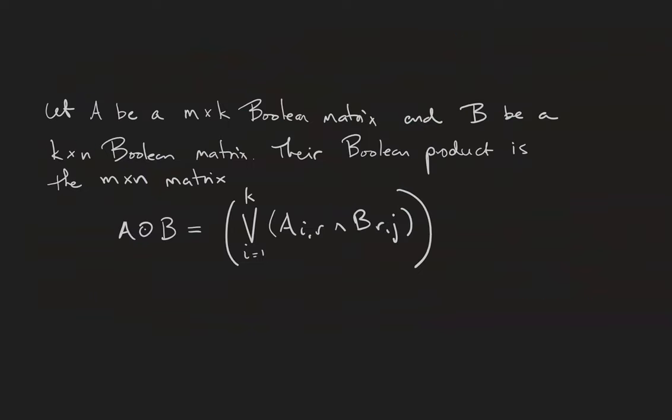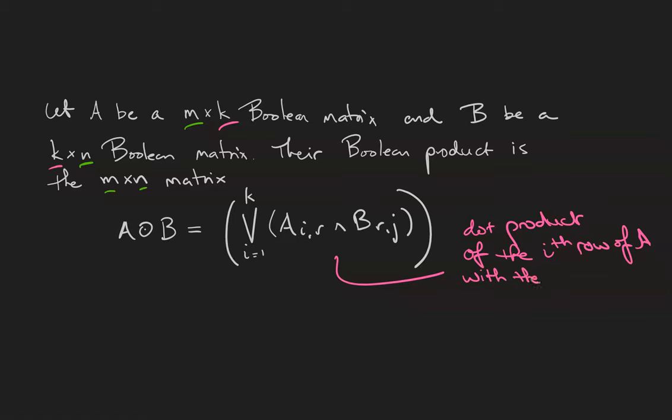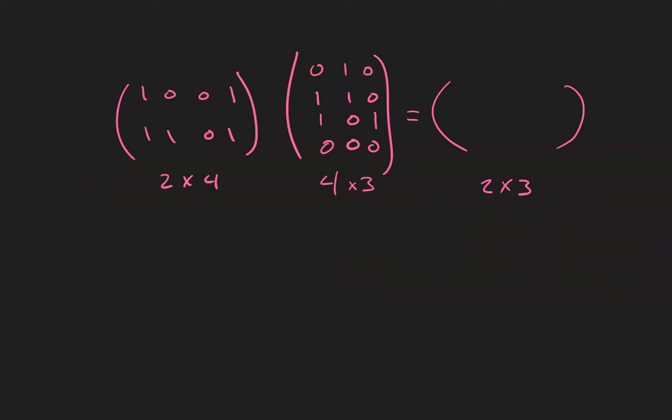Now that we have defined the Boolean dot product, we can define the Boolean product for larger matrices. Let A be an M by K Boolean matrix, and let B be a K by N Boolean matrix. Notice that the number of columns of A and the number of rows of B have to match. Their Boolean product is the M by N matrix, A circle dot B, whose entries are equal to the dot product of the ith row of A with the jth column of B. So in order to construct a Boolean product, we just take a bunch of Boolean dot products. Let's take the 2 by 4 matrix, 1, 0, 0, 1, 1, 1, 0, 1, and the 4 by 3 matrix, 0, 1, 0, 1, 1, 0, 1, 0, 1, 0, 0, 0.